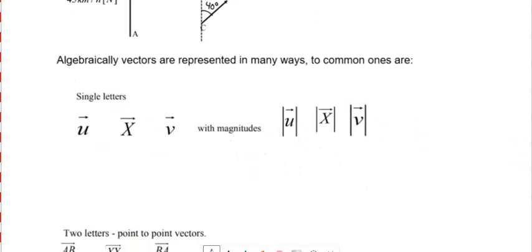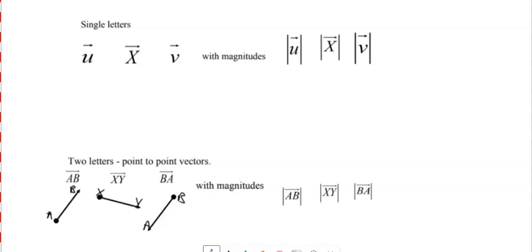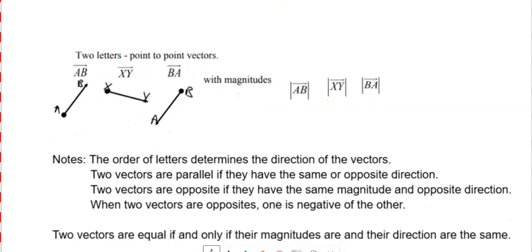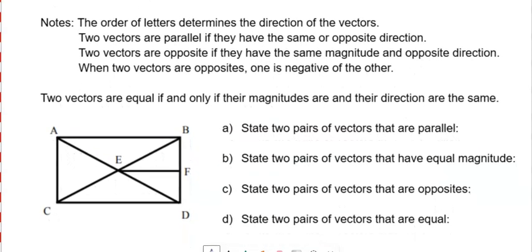Algebraic vectors can be represented in many ways. Some common ones are as single letters, so vector U, vector X, vector V, or they can also have magnitudes where the direction doesn't actually matter and we're just looking at the total displacement, and we use the absolute value sign. We can also have two letters, which are point-to-point vectors, which show you from point A to point B, from X to Y, or from B to A, and these also can be written as their magnitudes where the direction doesn't matter. Important thing to remember, the order of the letters determines the direction of the vectors.